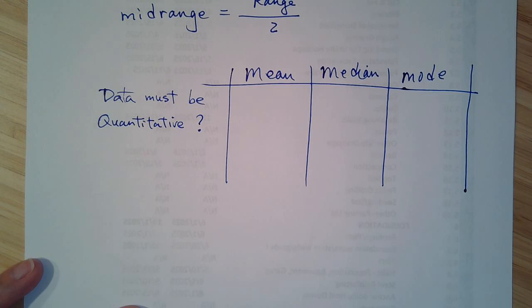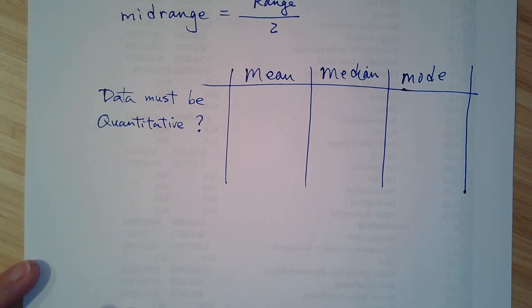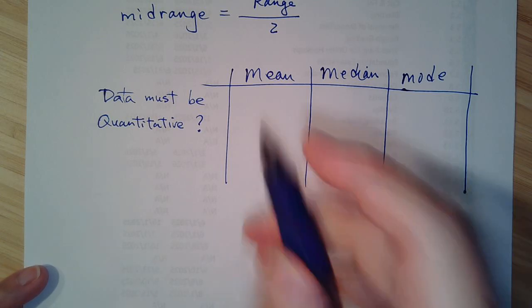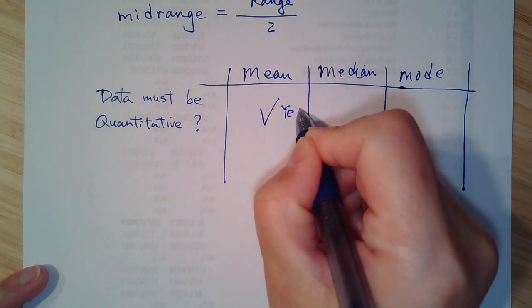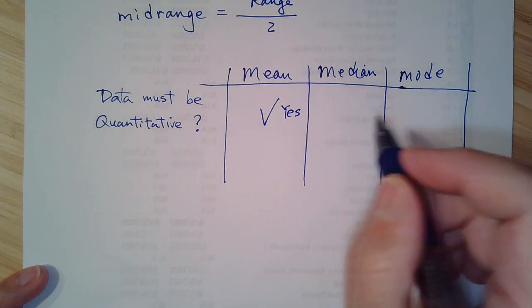Do I have to have quantitative data? Do you remember what is quantitative data? Those come with numerical values and always come with a unit or something like that, right? So we have the interval data and the ratio data, both are quantitative data. Okay, so if you want to calculate the mean, yes, all the data must be quantitative.